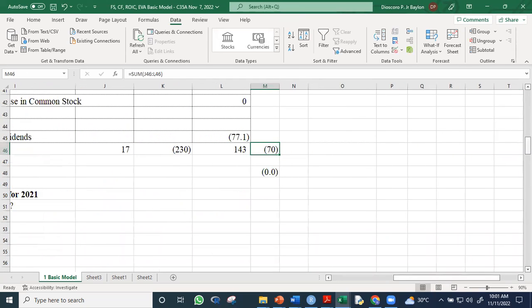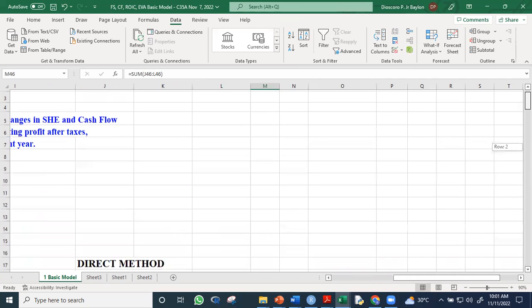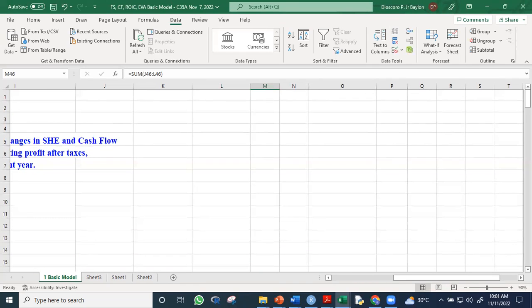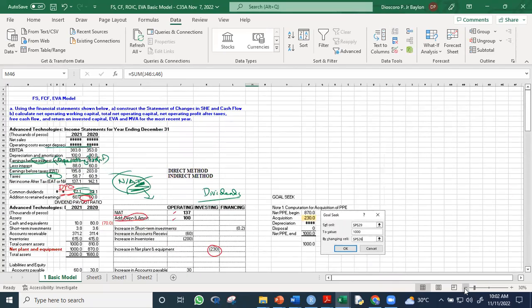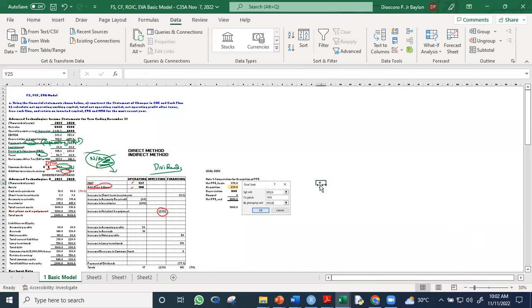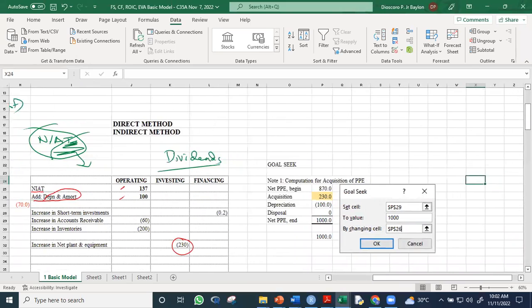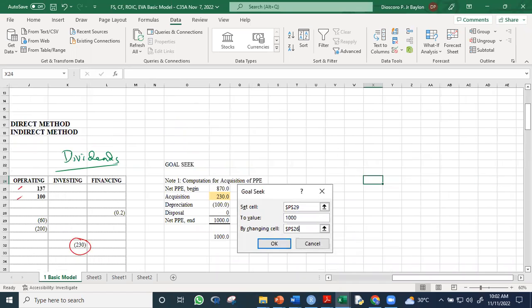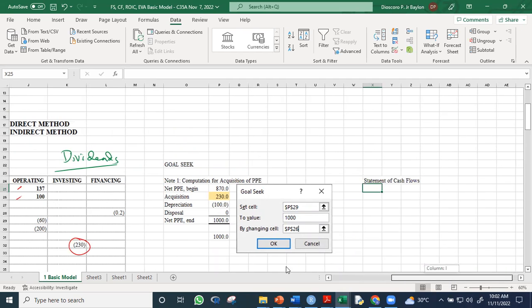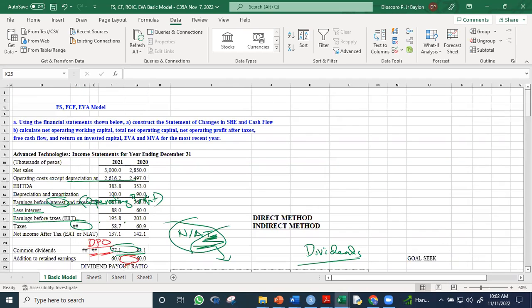And we can now construct our statement of cash flows. So let me see where we add our statement of cash flows. Okay, let's add it here, class. So let's now construct this formal statement of cash flows. What's the name of our company? Advanced Technologies.